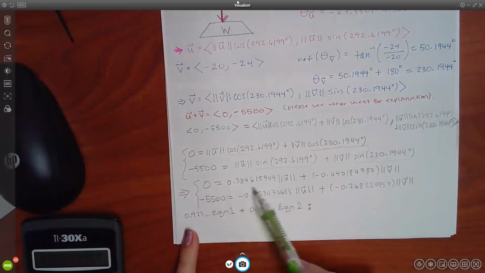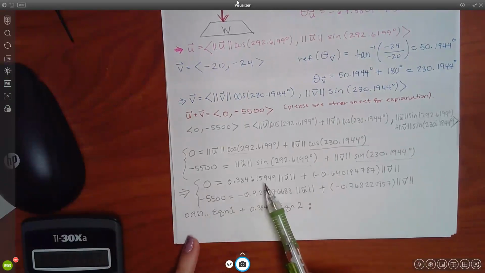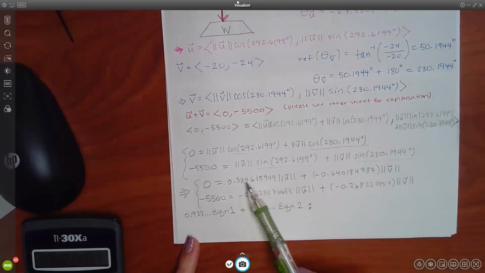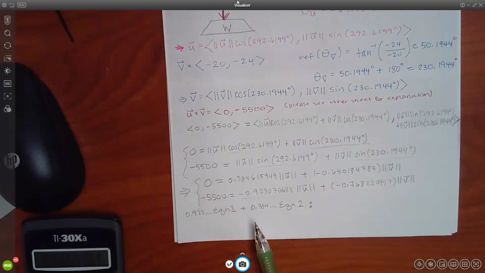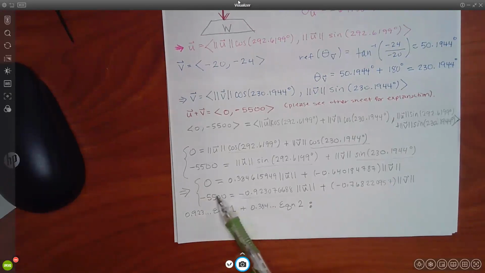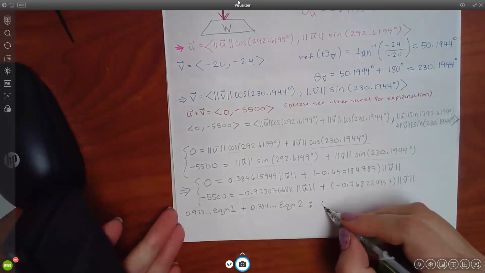So if I take equation 1 and multiply all three terms of this equation by this decimal right here, not the negative, because I don't want to change the signs, right? I want to keep this one positive and I want to keep this one negative. Okay, but I'm going to use that decimal and multiply it by 0. It's going to stay 0.